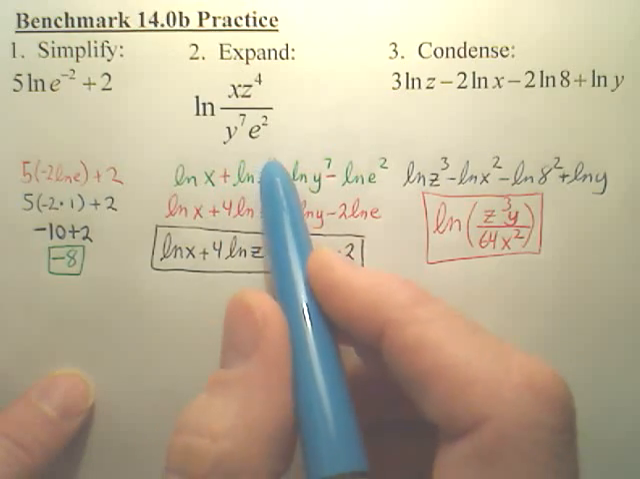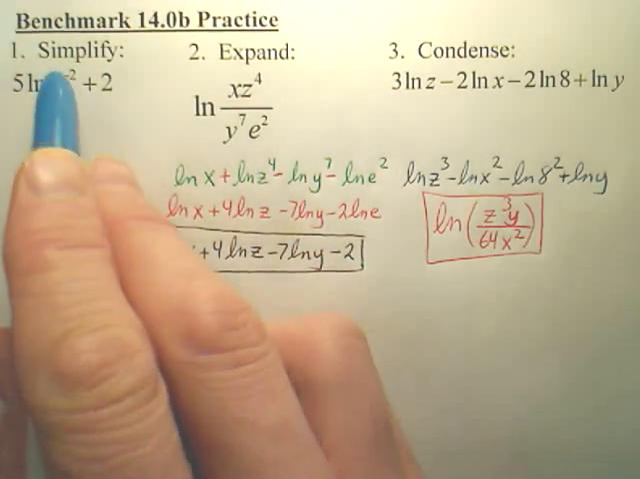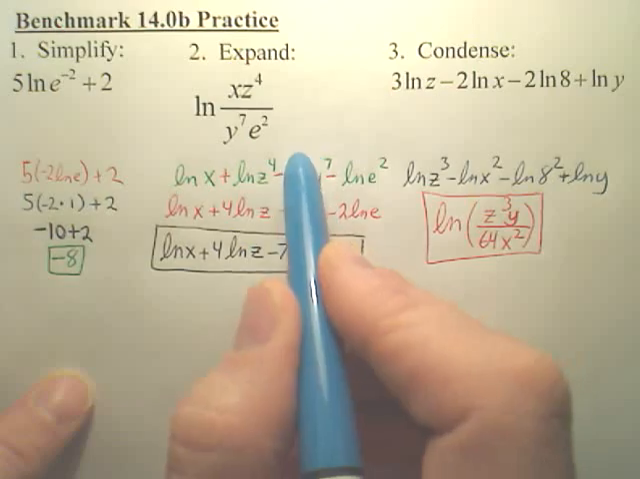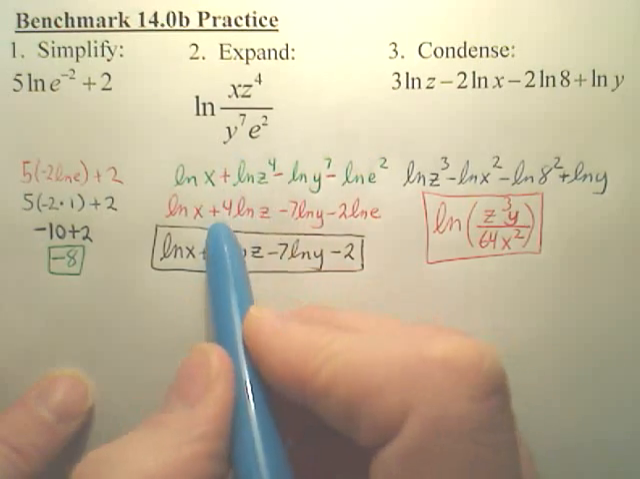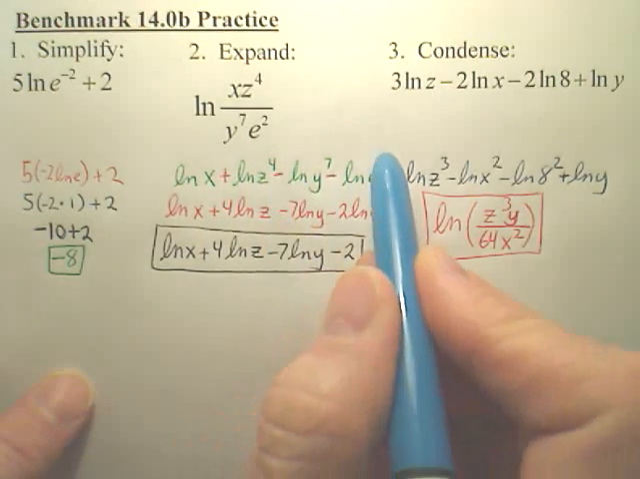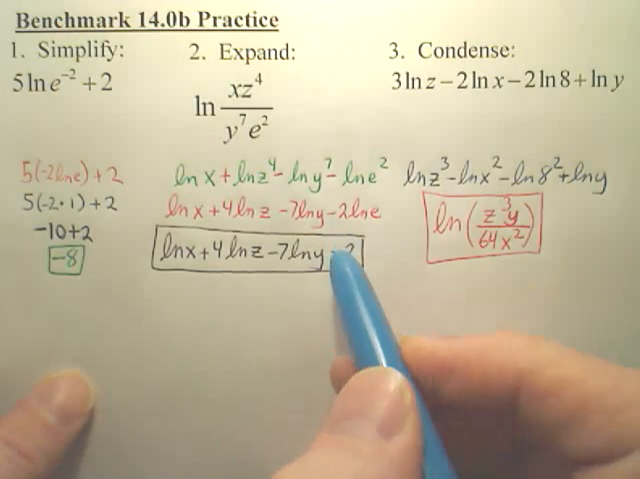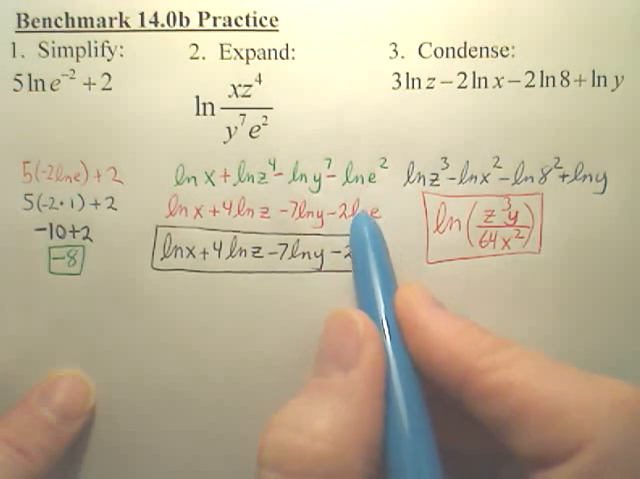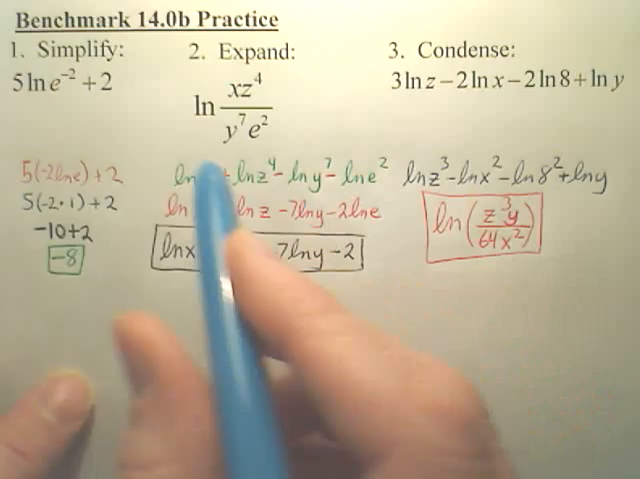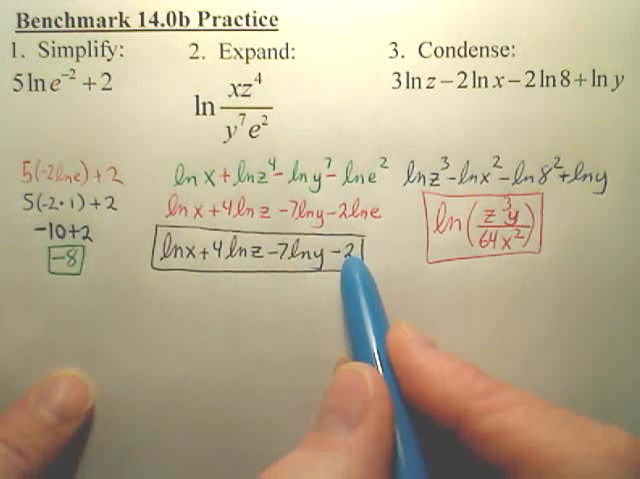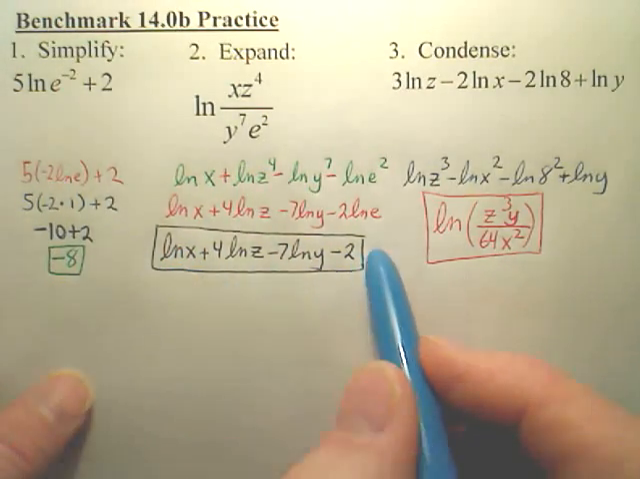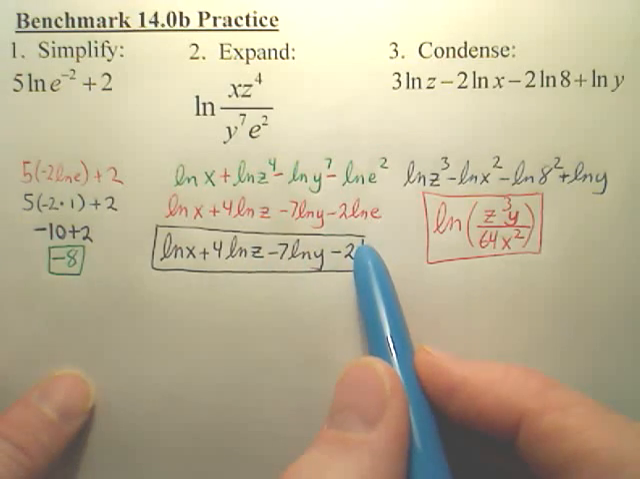And then the last step is anytime you have a power, like we talked about up here, you take the powers and move them out front. So we took this 4, moved it out front, the 7 moved it out, and the 2 moved it out. And then one more thing is ln e is actually equal to 1, like we talked about here. So that's just -2. That would be it all expanded out.